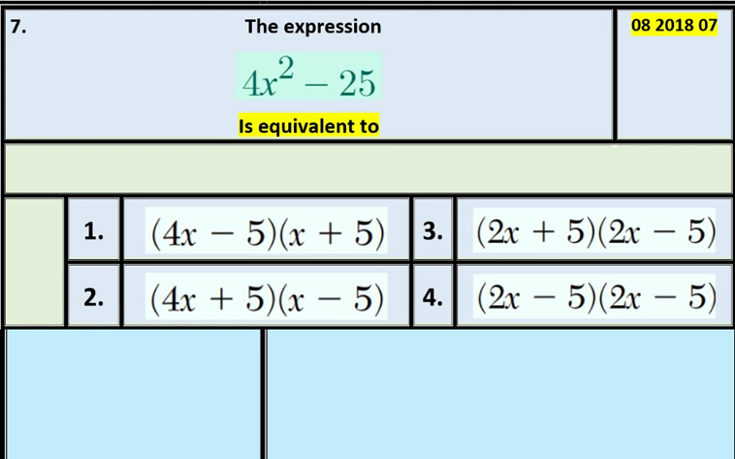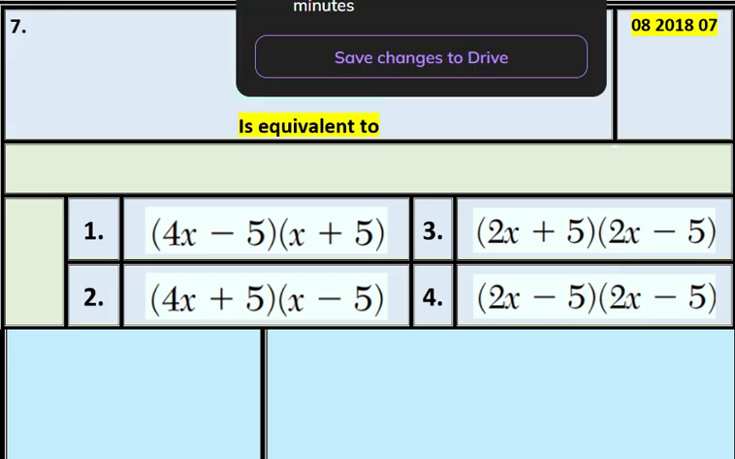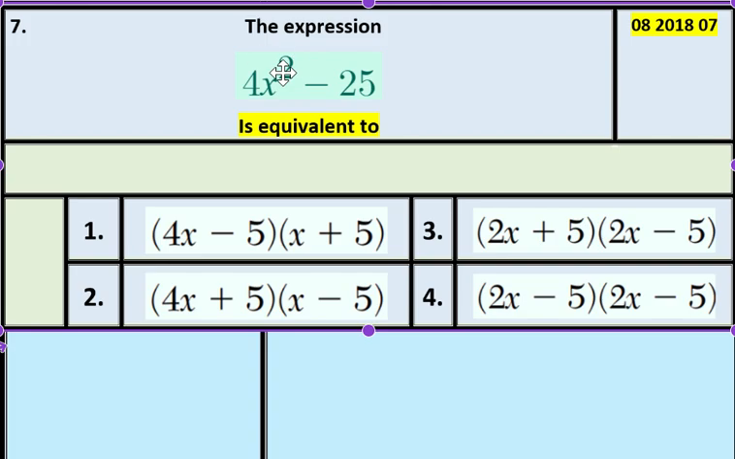Okay, question 7. The expression 4x squared minus 25 is equivalent to. Now, "is equivalent to" is one of my favorite expressions because what it tells me is if I look at this graph, one of these 4 graphs will be identical. So this is Graphing Calculator 101.